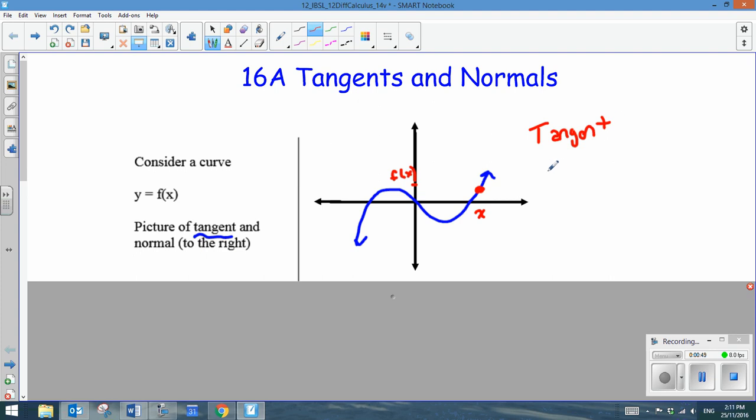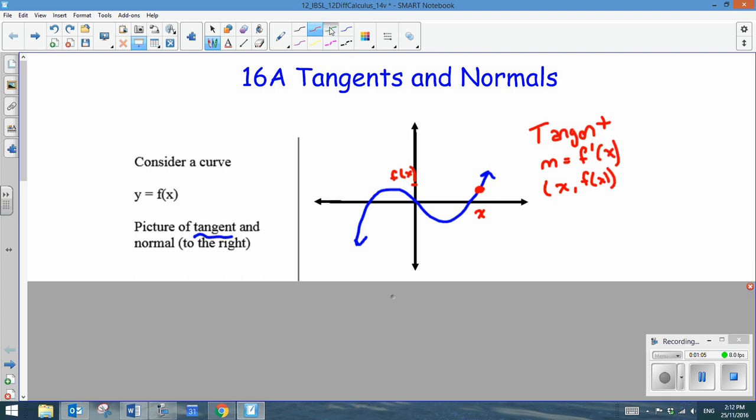we would wind up looking at the gradient. So we now know that the gradient is going to be the derivative at that x value. And we would also need to know at least one point. So for us, our point would be x and f of x. And we could write the equation of a line, no problem.